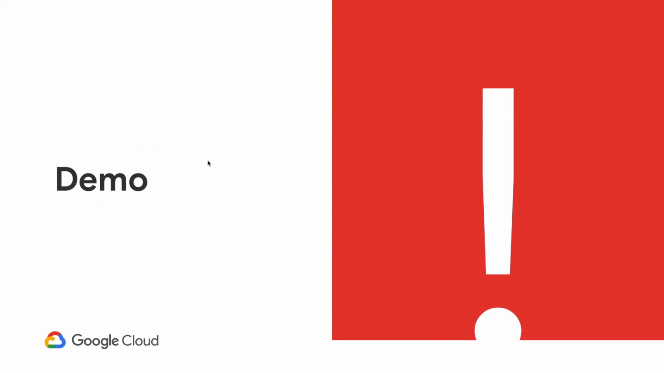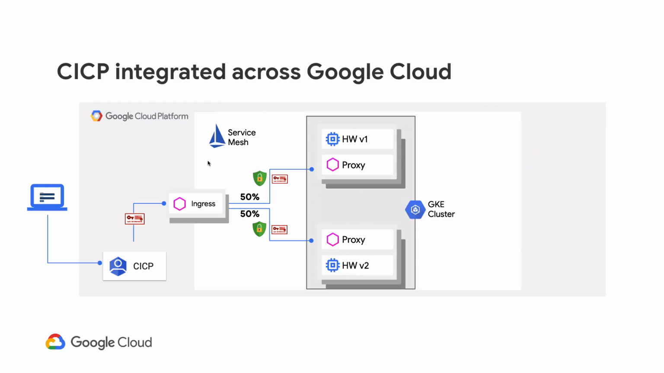So let me sign out. And I'll quickly show you what that looks like. CICP is integrated across Google Cloud. I've typed in a username and password to get access to CICP, and it's issued me a token. I've taken that token and I've passed it through this ingress gateway, and it's load balancing across my two backend services that are running on Google Kubernetes Engine. And so it's forcing that authentication. It's forcing me to have authenticated before I get access to the app or service. And then I could add extra layers of authorization at the services that are running on GKE behind it.